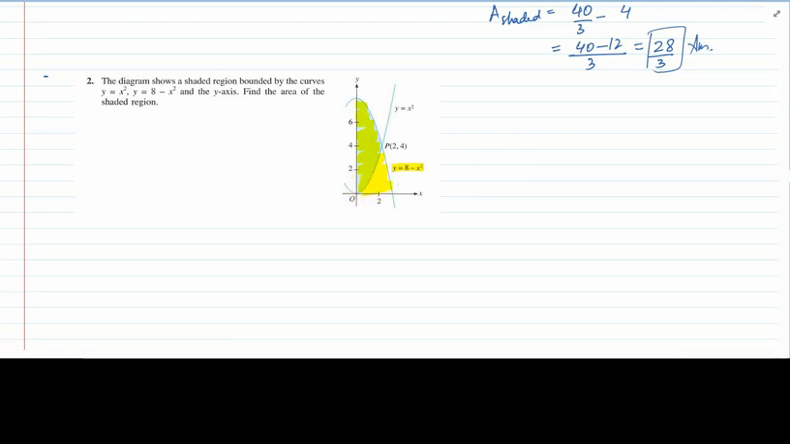Or secondly, if I find the area of this portion under the curve, the area under the curve will be this one. And if I subtract the two areas, I will get this one, right? That is my working: area of shaded equals area of y equals 8 minus x squared minus area of y equals x squared. That is our working to find out the area of the shaded portion.